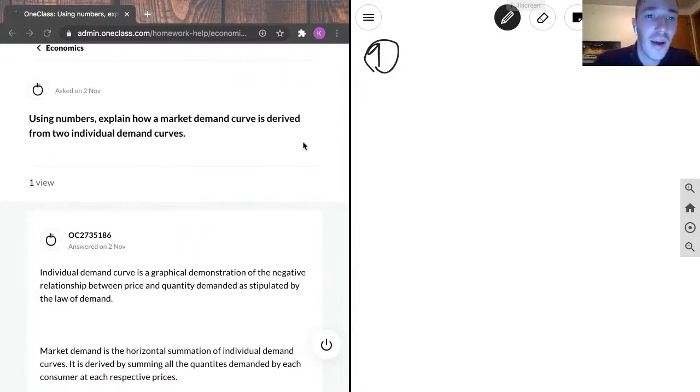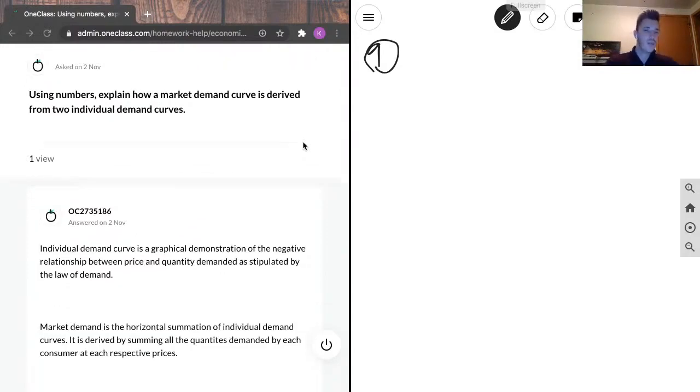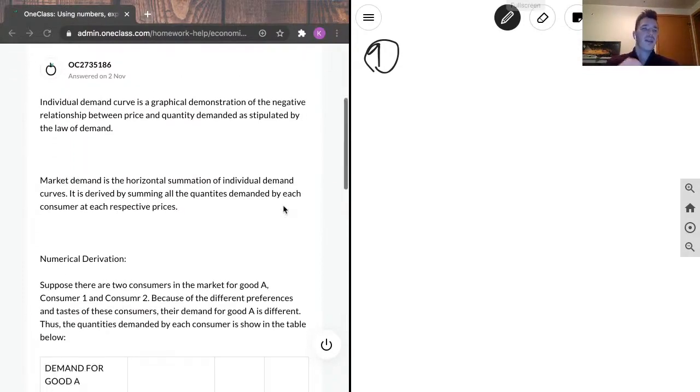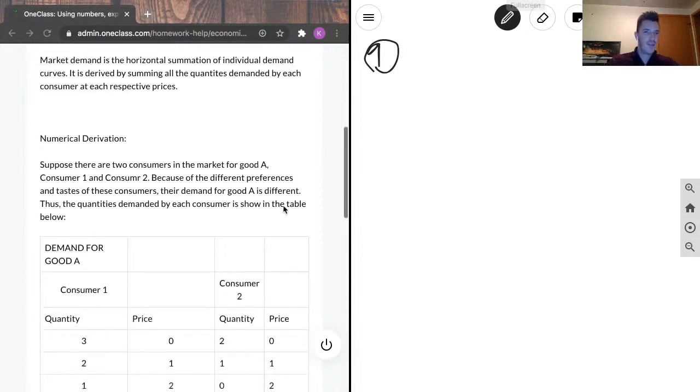Using numbers, explain how a market demand curve is derived from two individual demand curves. An individual demand curve is a graphical demonstration of the negative relationship between price and quantity demanded as stipulated by the law of demand. Market demand is the horizontal summation of individual demand curves. It is derived by summing all the quantities demanded by each consumer at each respective price.